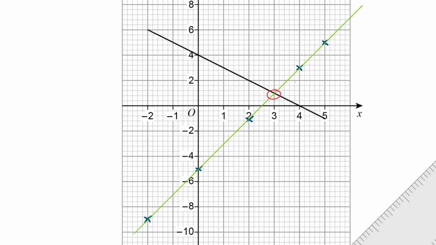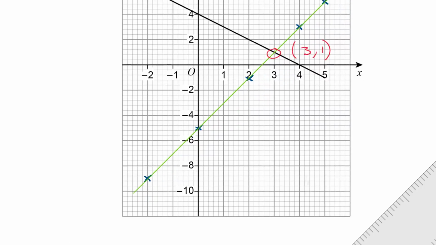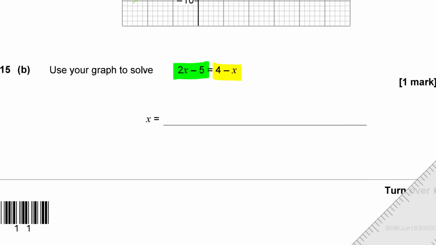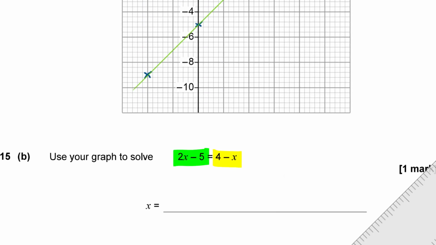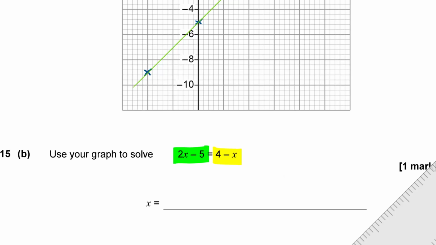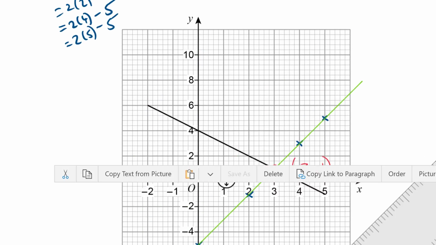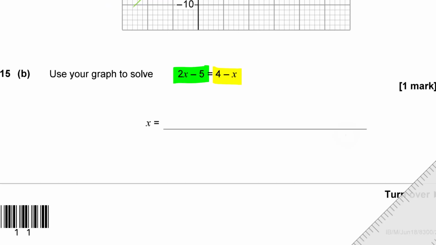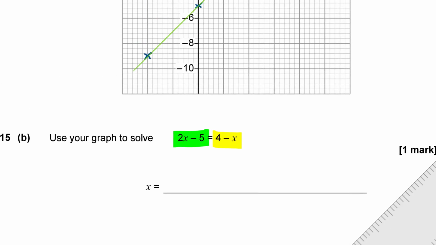Now that is the coordinate 3, 1. So that means the point 3, 1 is on the line 2x minus 5, and it's also on the line 4 minus x. Okay, so our solution is, well, they want the x value. So they don't want the coordinate, they want the x value. And the x value was 3. Okay, so x is 3.